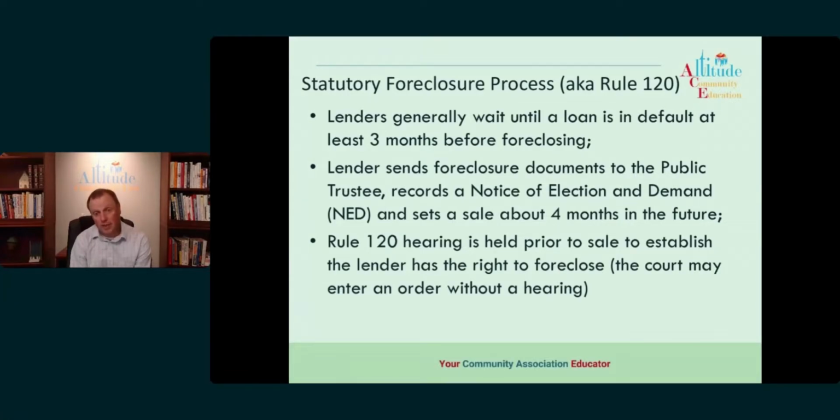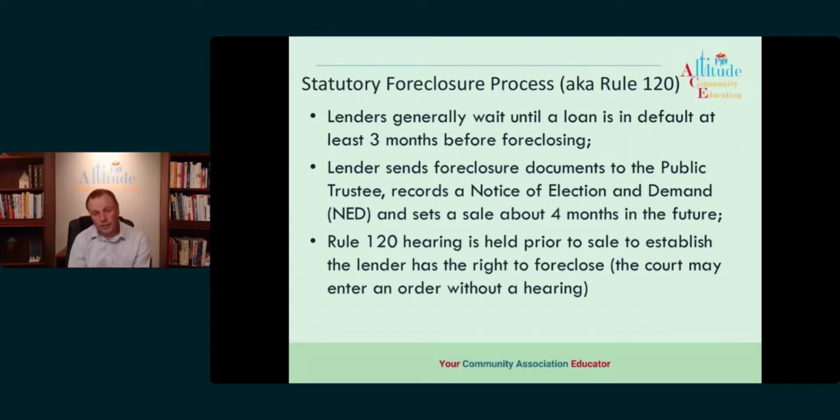They're going to set a sale about 4 months in the future, and then again they can keep continuing it and keep continuing it. Once it reaches that year, if they have not gone through the foreclosure, then they'd have to rescind that NED. And if they want to do it again, they have to start the whole process over.